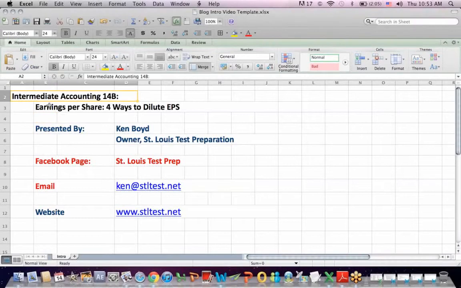Intermediate Accounting 14B, Earnings Per Share, and 4 Ways to Show Dilutive Earnings.